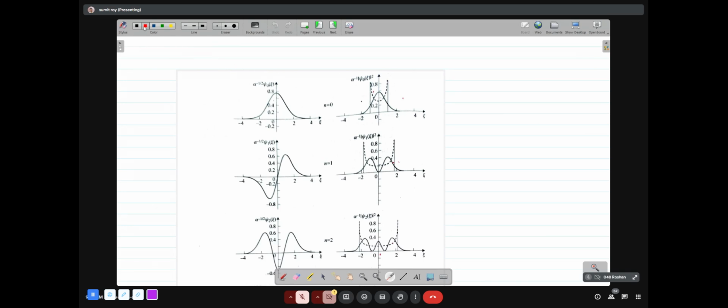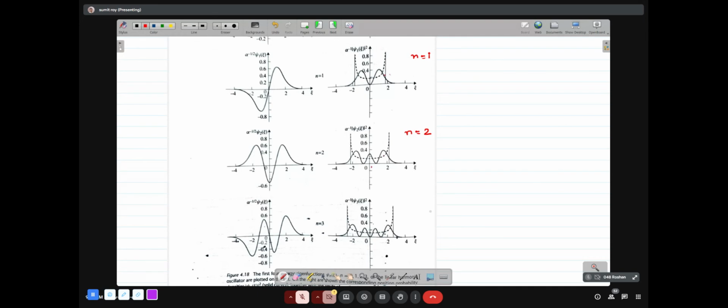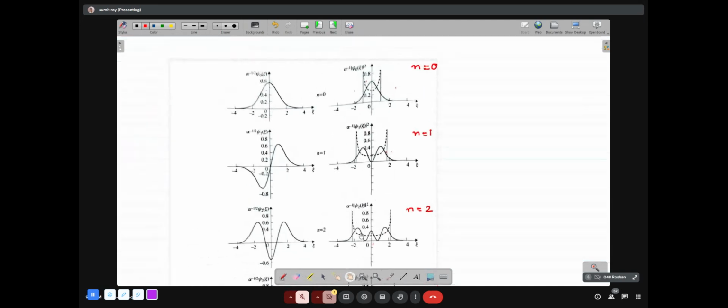Now, this is for n equals to what value? 0. This is for n equal to 1, for n equals to 2, and the last one is for n equals to 3. Let us generalize the things so that we can directly have the plot for n equals to 20. What could be the plot for n equals to 20?